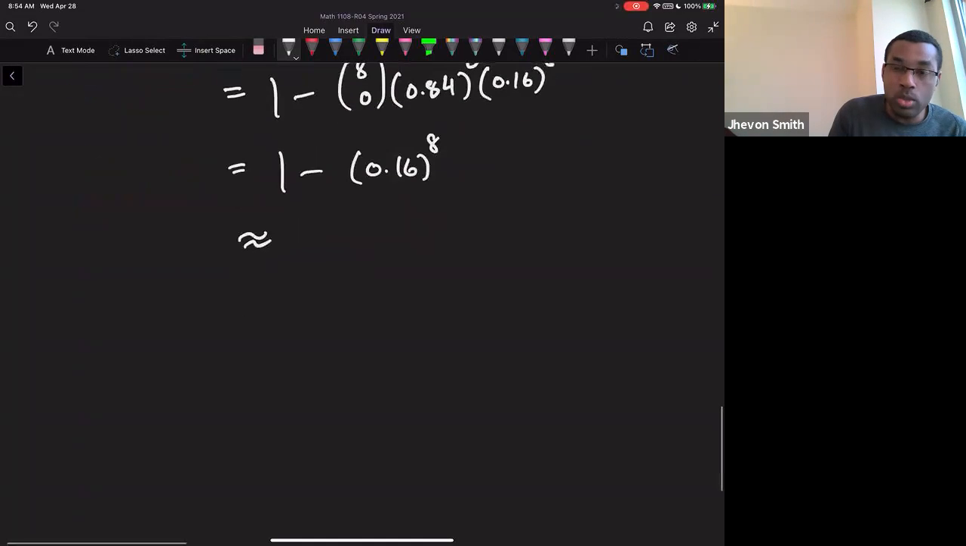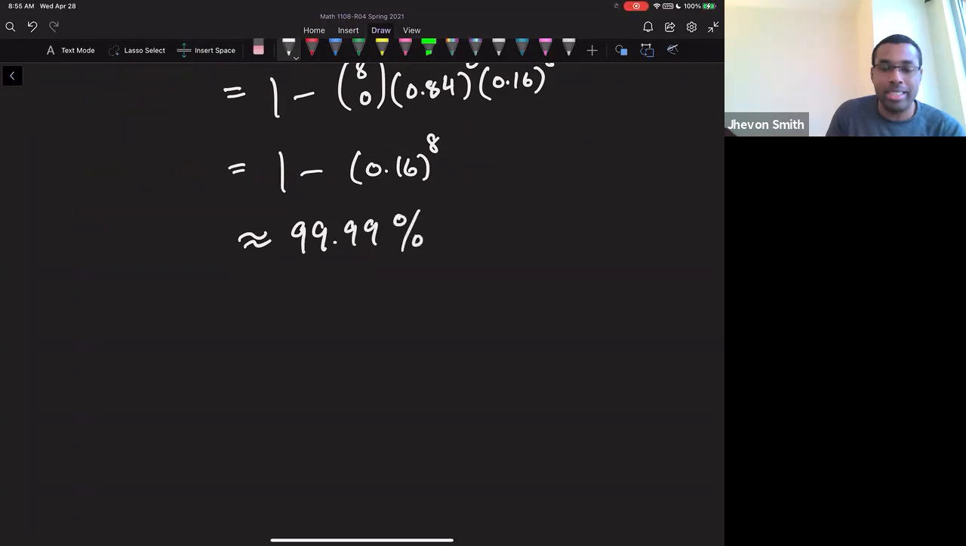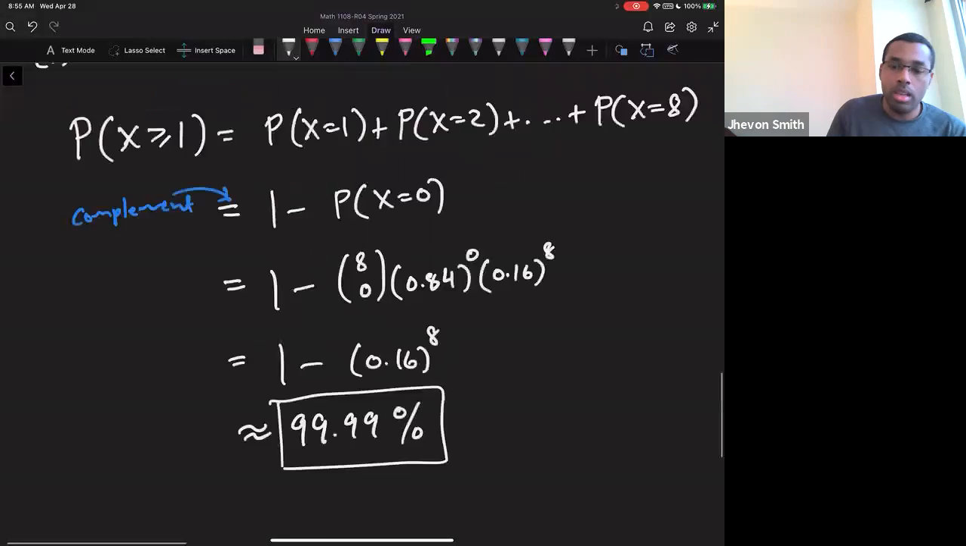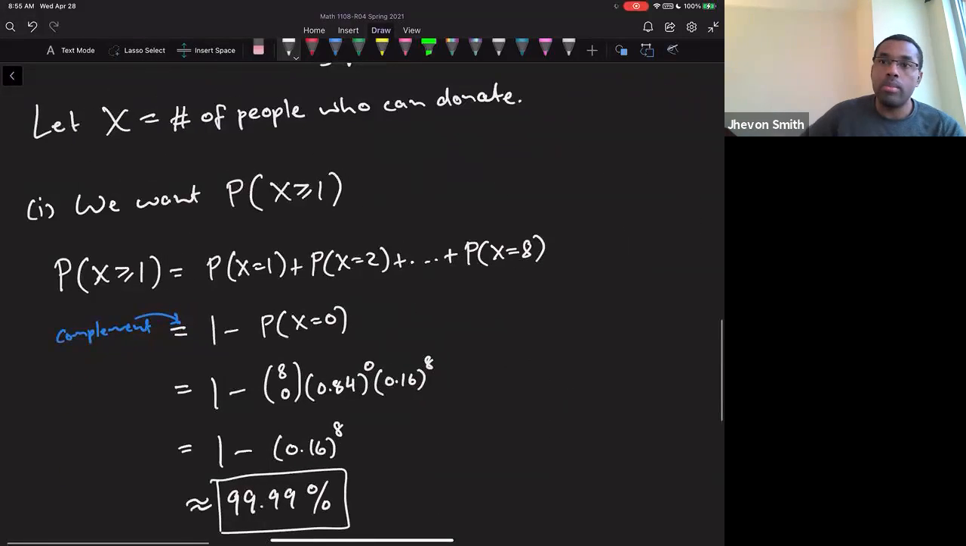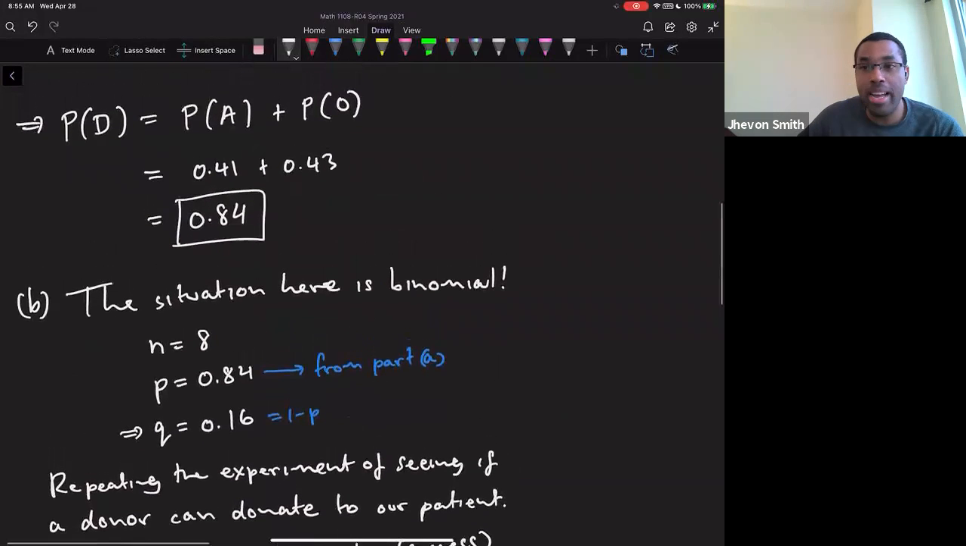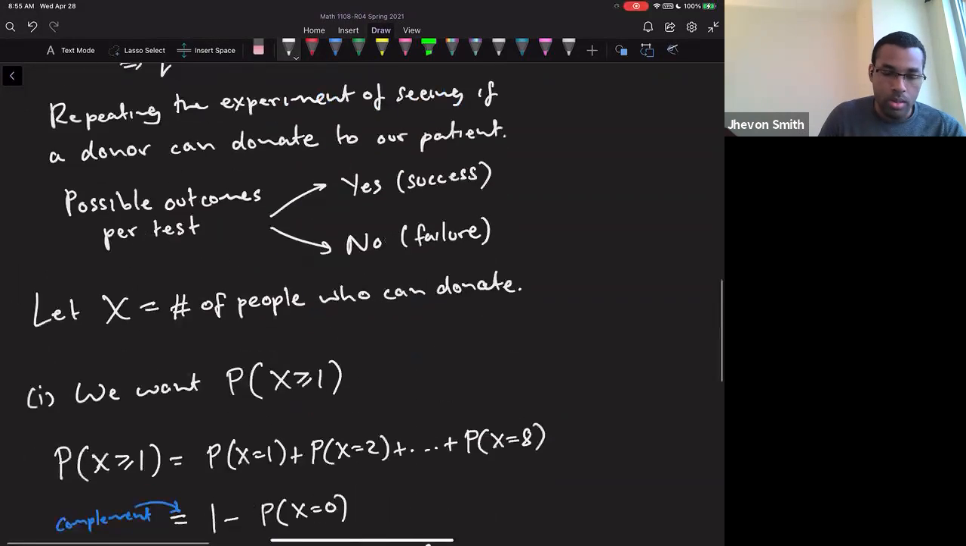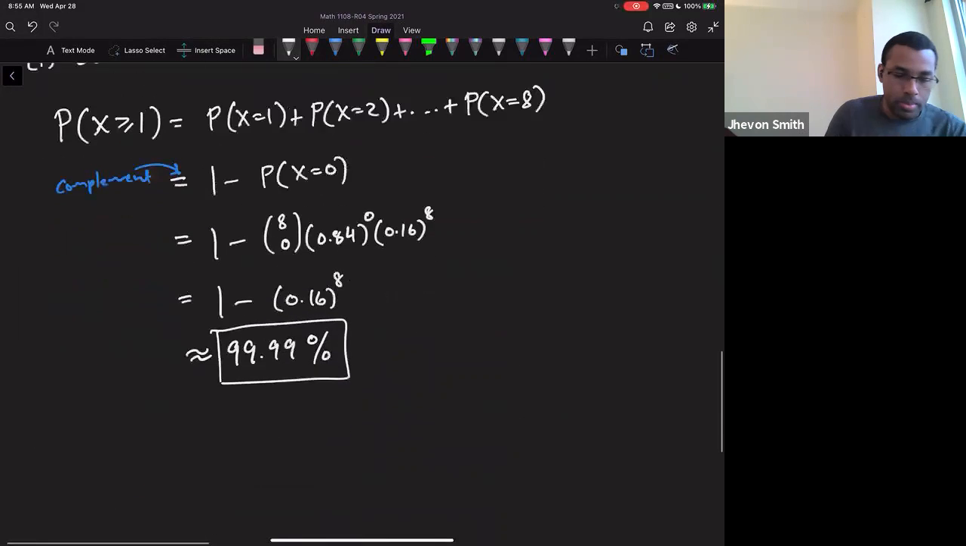So at least one, there's a good chance. There's roughly a 99.99% chance that you're going to get the blood that you need here, if you actually plug that into your calculator. Which is completely reasonable. I mean, there was an 84% chance that a random person can donate blood. So if you have 8 random people walking in, each of them having an 84% chance of being able to donate blood to this person, the chances are pretty high that they're going to get at least 1 unit of blood. So yeah, that's 1 unit of blood.